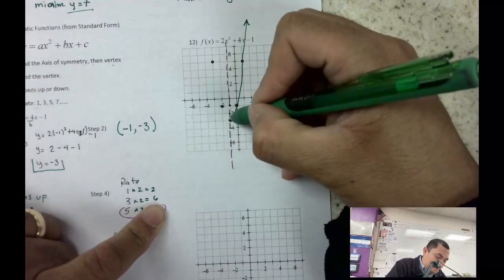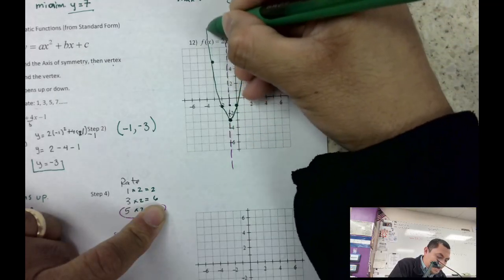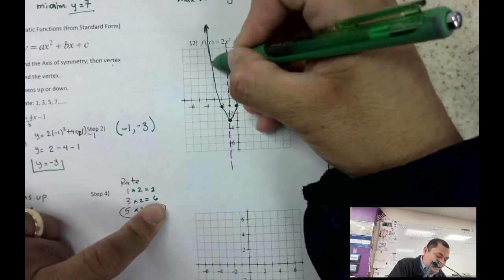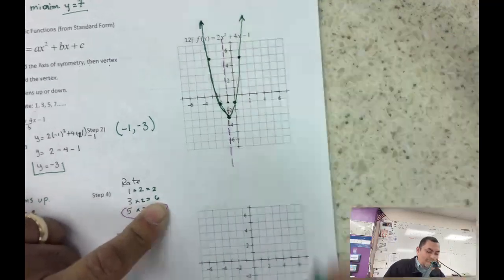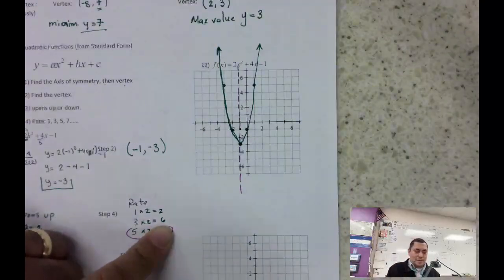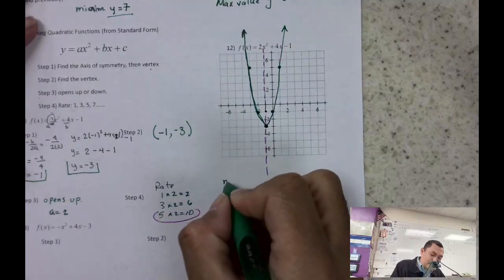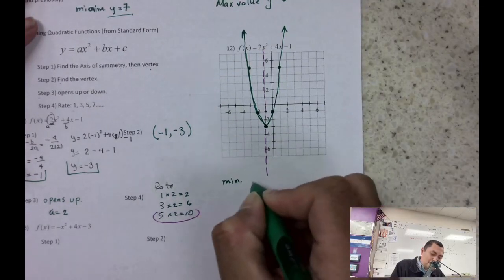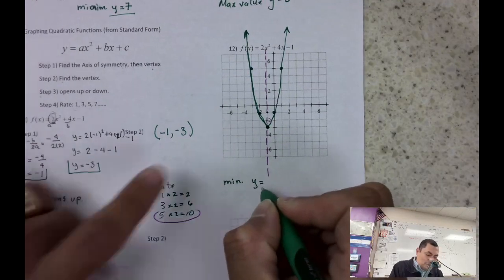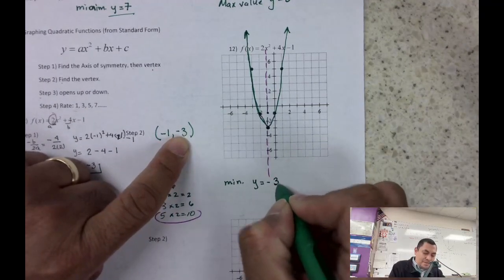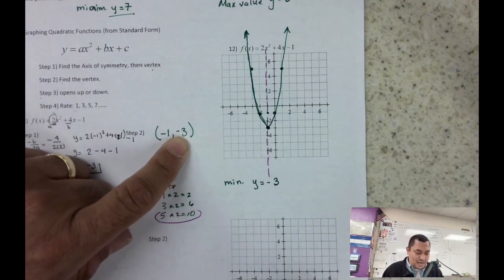Here goes my parabola. Left side. And that's your parabola that opens up. It has a minimum value. Let me write the minimum value. It has a minimum value of y equals negative 3.